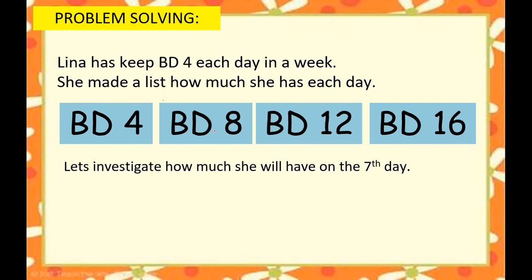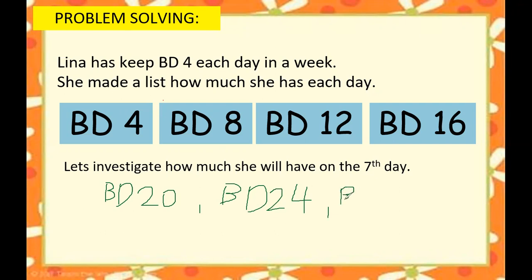So what is the rule? Each day she is earning, what is it? So 8 minus 4, it will be 4. So every day there's an additional 4 BD. So 16 BD plus 4 BD is 20 BD. So that is already day 5. We need more, so 24. So what will be on the seventh day? So she has 30 BD. Okay, because every day she's earning an additional 4 BD. So the answer, she has 30 BD on the seventh day.